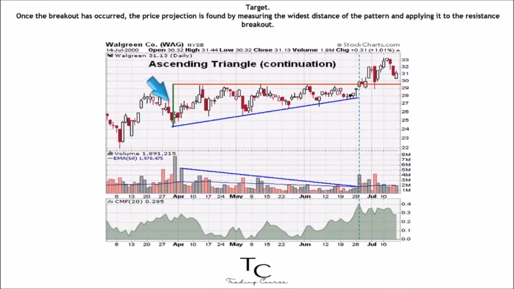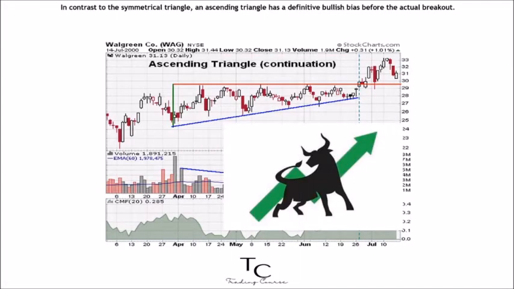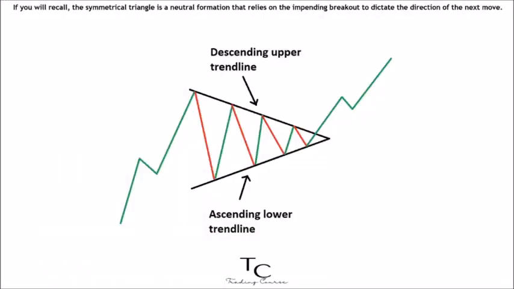Target. Once the breakout has occurred, the price projection is found by measuring the widest distance of the pattern and applying it to the resistance breakout. In contrast to the symmetrical triangle, an ascending triangle has a definitive bullish bias before the actual breakout. If you will recall, the symmetrical triangle is a neutral formation that relies on the impending breakout to dictate the direction of the next move.